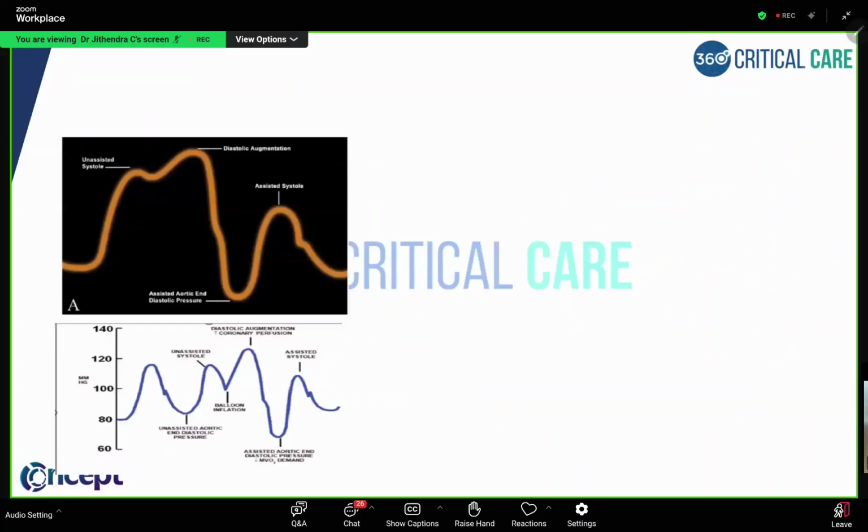Okay, so anybody can now start the questions. We'll keep it interactive. I put the normal graph also for your easy understanding. Anybody who wants to answer this, you can put it in the chat box. Am I seeing the notch? I'm not seeing the notch. So what is this? There is this unassisted systole, and immediately after the unassisted systole, you're seeing there is augmentation. So what is it? Anybody?